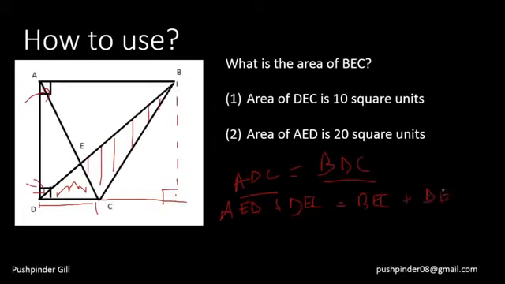Okay, so this and this gone. That means if I want to calculate the area of BEC, I just need the area of AED, which the second option gives me. Alright, I don't really need this one, so statement B gives me the answer. So let me just take a quick recap.